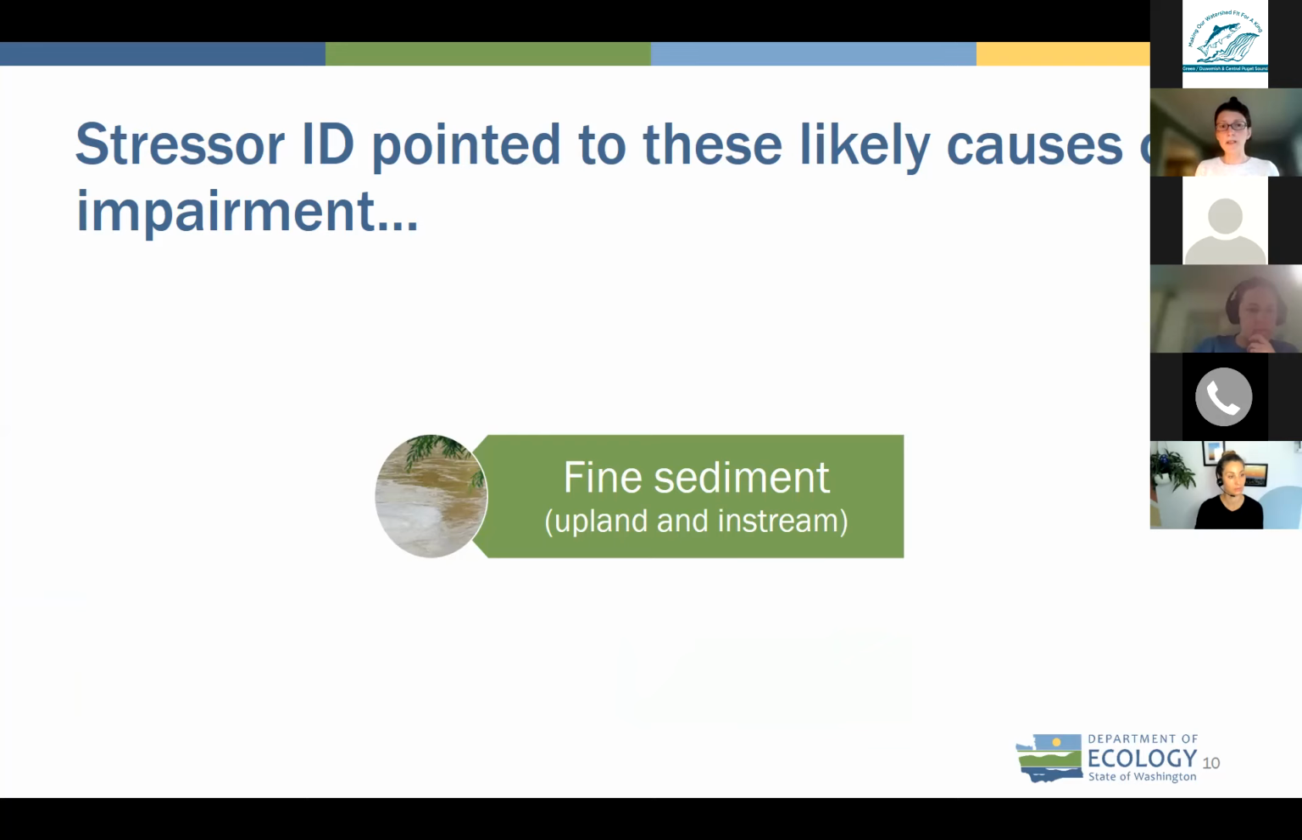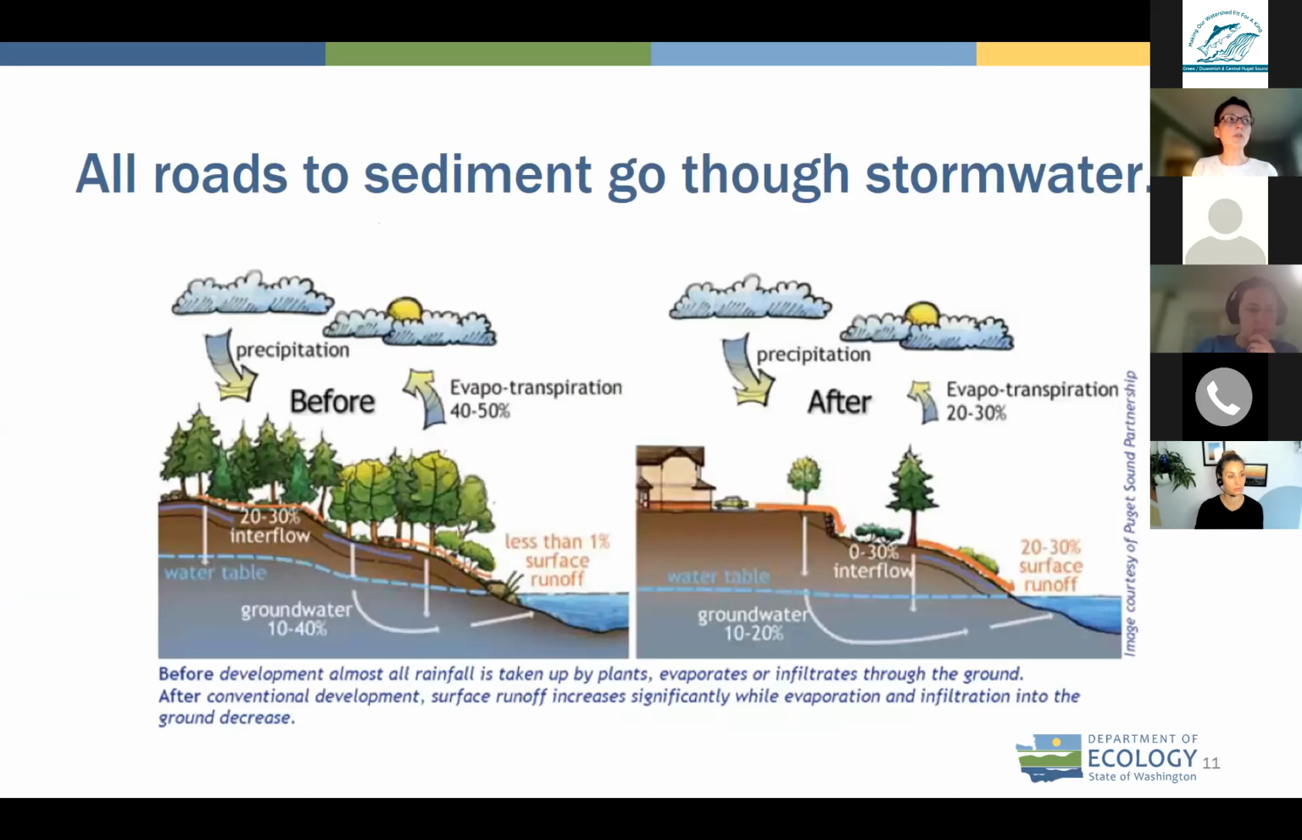What does it mean to have a fine sediment TMDL? Does it mean that we're abandoning stormwater? And the answer is absolutely not, because all roads to sediment go through stormwater. What this means is that to get to sediment, we must absolutely and necessarily address stormwater.